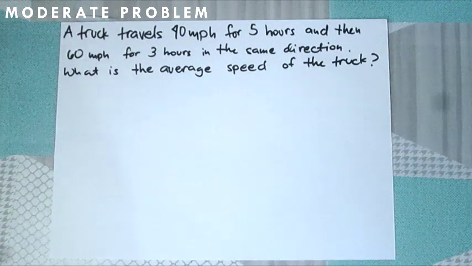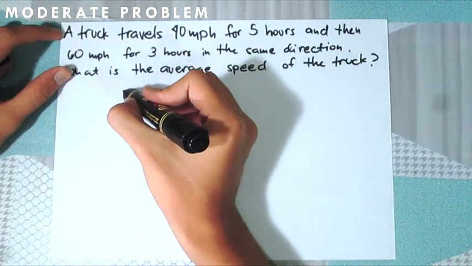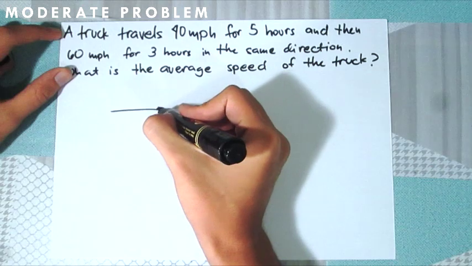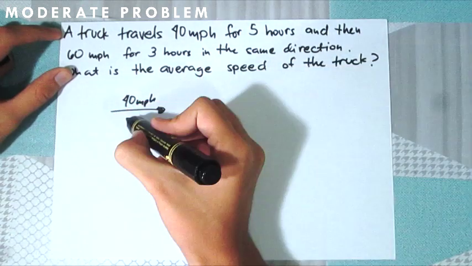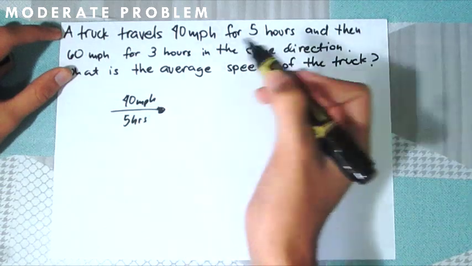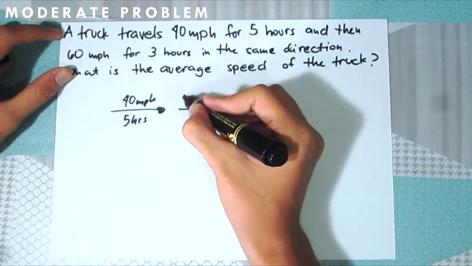A truck travels 40 miles per hour for 5 hours and then 60 miles per hour for 3 hours in the same direction. What is the average speed of the truck? So first, let's make a diagram. A truck going this direction travels 40 miles per hour for 5 hours. And in the same direction, 60 miles per hour for 3 hours.